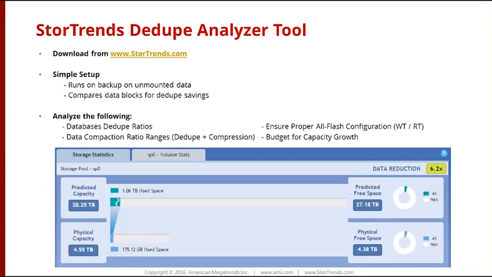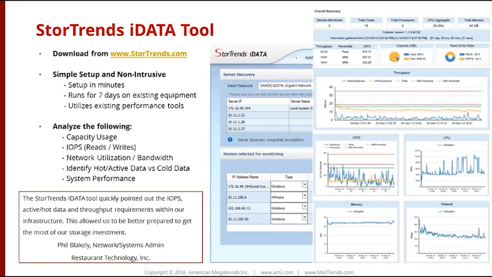So if you're concerned about your dedupe ratio, you don't know what it's going to look like on your data set, this is an absolutely free tool to run that's going to give you the information that you need to know. And if you're a hybrid candidate and you're wondering how much SSD space do I need versus HDD space, so you're not sure how much flash you need versus hard drive, you would run a tool like StoreTrends iData. This is another tool that's on our website at storetrends.com. It's free to use, free to run, free to download.